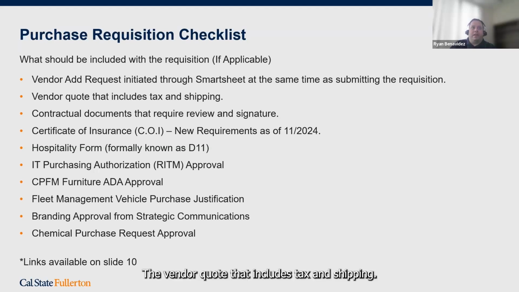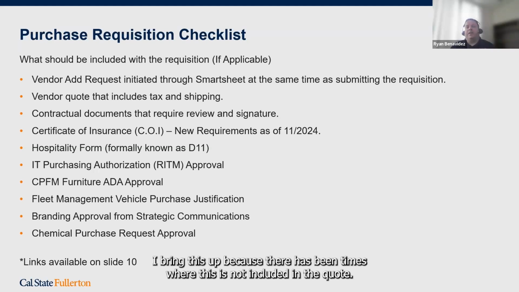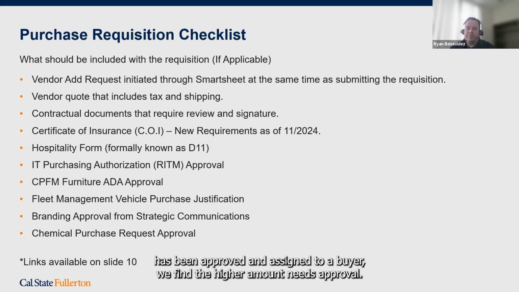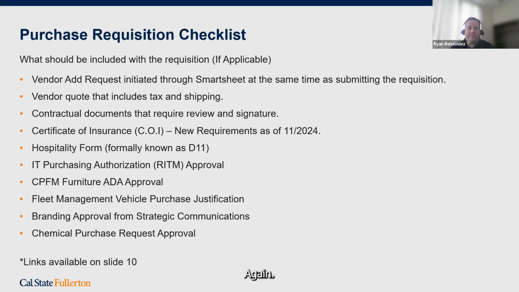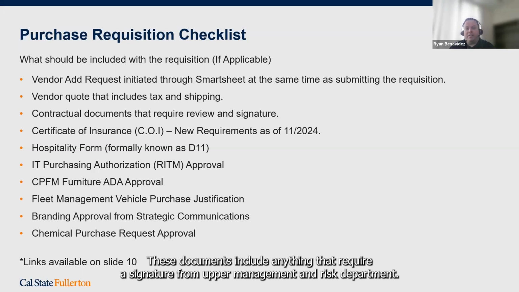The vendor quote that includes tax and shipping. I bring this up because there has been times where this is not included in the quote, and after the requisition has been approved and assigned to a buyer, we find the higher amount needs approval again. Contractual documents that require review and signature. These documents include anything that requires signature from upper management and risk department.